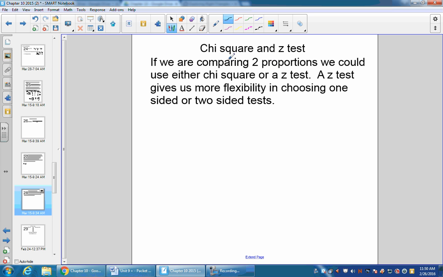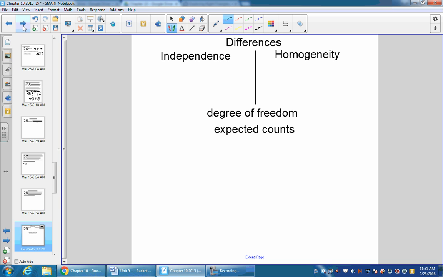Now, a chi-squared test is for comparing two proportions. We can either use a chi-squared test or a z-test. A z-test gives us more flexibility in choosing greater than, less than. A chi-squared test is always a two-sided test.